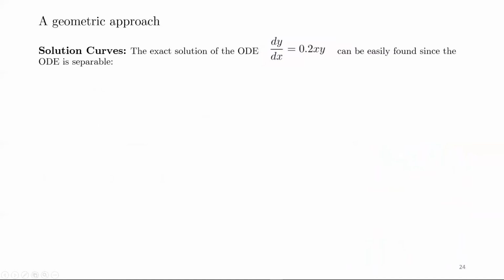Of course, we can actually find the exact solution to this ODE here because it is separable. And so the exact solution, let's find that. It's a separable equation. We can divide through by y on the right hand side, and we get dy over y. Multiply through by dx, we get 0.2x dx. And so the solution, the one parameter family of solutions to that ODE, is some integration constant times the exponential of 0.1 x squared.